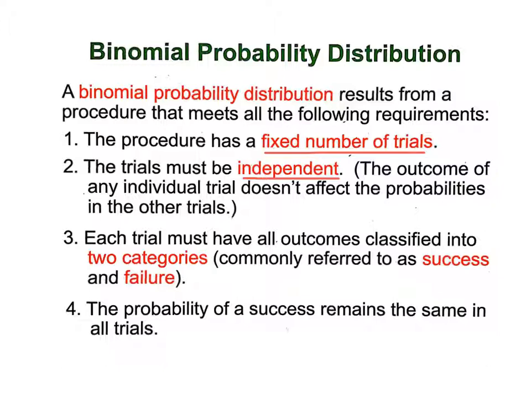Number three, each trial must have all outcomes classified into two categories. We're going to say success and failure, but live, died, heads, tails. One of those is going to be considered success, one's going to be considered failure. And the last one, number four, the probability of success is the same in all trials. That kind of goes back to number two. Everything's independent, so the probability should not change per trial.